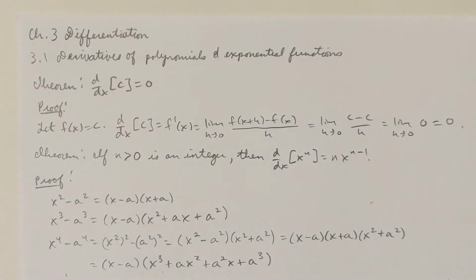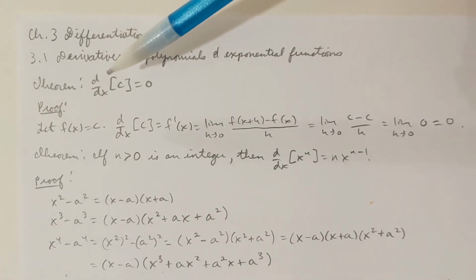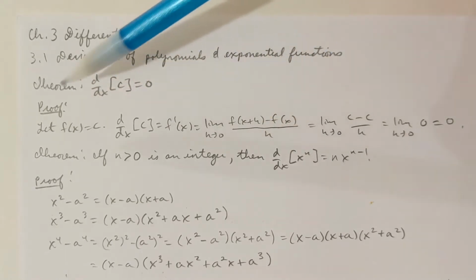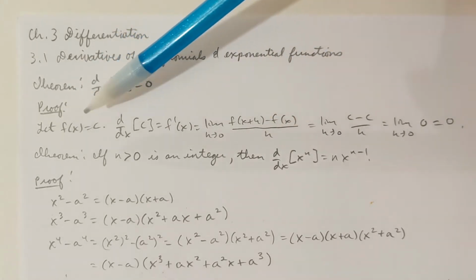for calculating a derivative. So in section 3.1, we're going to look at derivatives of polynomials and exponential functions. The first theorem says that the derivative of a constant is always 0. Okay, let's look at a proof of that. Suppose that we let f of x be a constant.